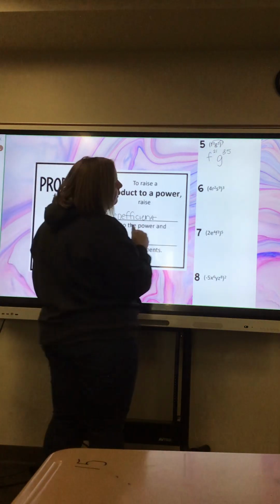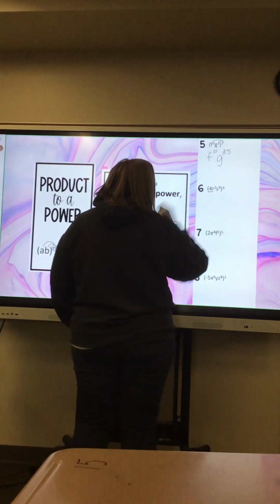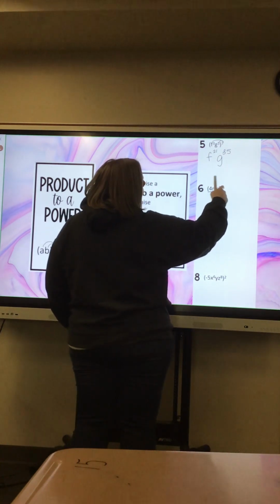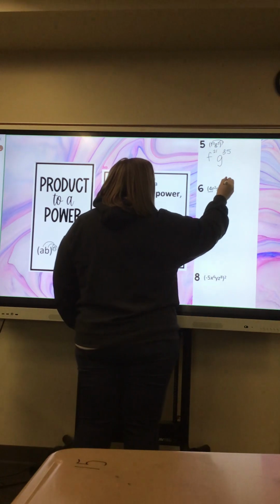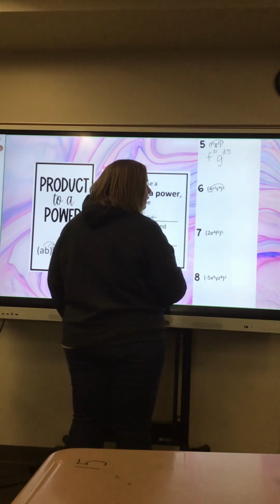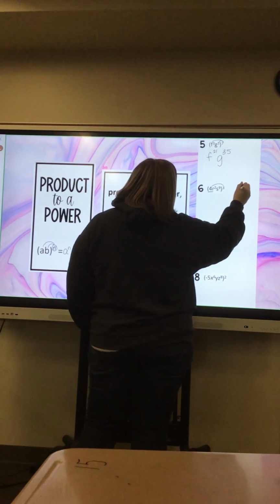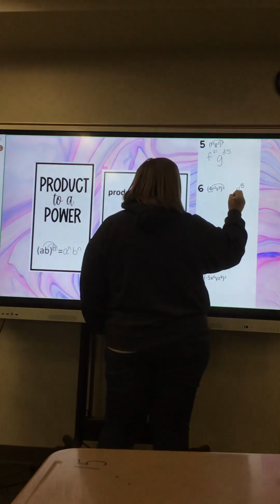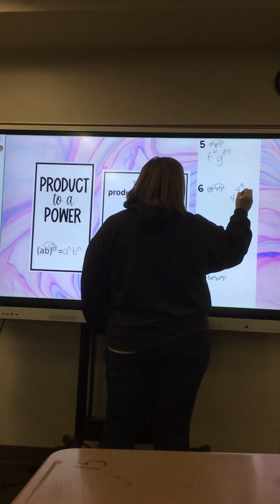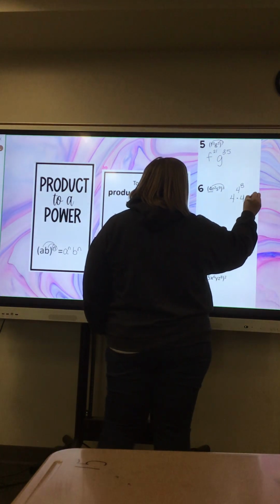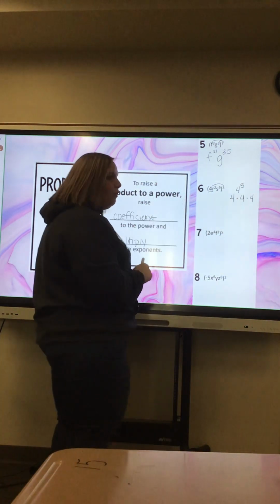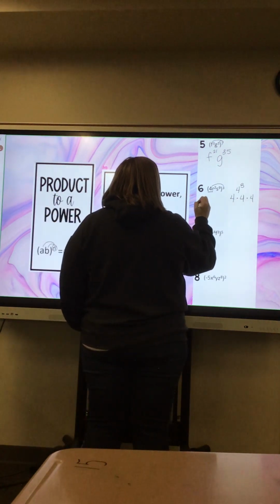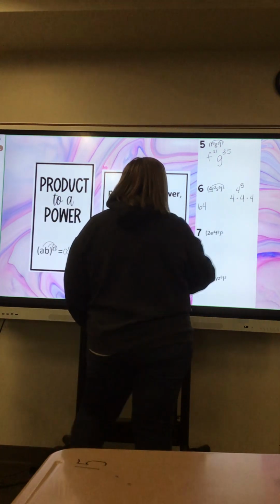Now number 6, I have this coefficient, but it still has to be given that 3 outside. So 3 goes to the 4 first, which would mean 4 to the 3rd. So we're going to expand that. 4 times 4 times 4. This is a Desmos part. Just type it in, 4 to the 3rd. And that gives you 64. So my new coefficient is 64.